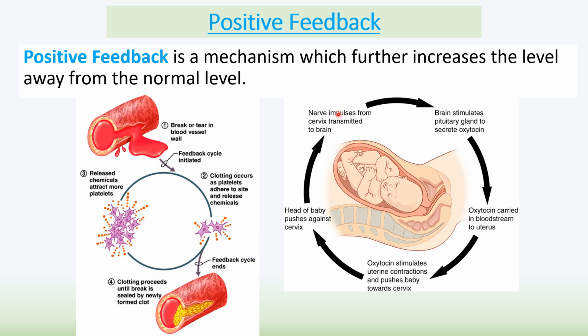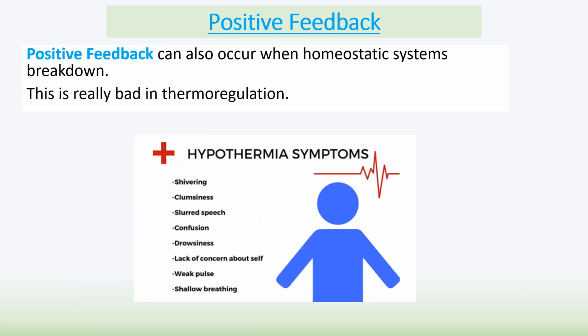The one that you really need to know in detail is the oxytocin example. At the end of pregnancy, oxytocin triggers contractions to start. That is then detected by stretch receptors, which trigger more oxytocin to be released, which triggers a higher concentration of oxytocin, which then triggers a higher level of contractions. And this keeps getting stronger due to more and more oxytocin until the birth of the child.